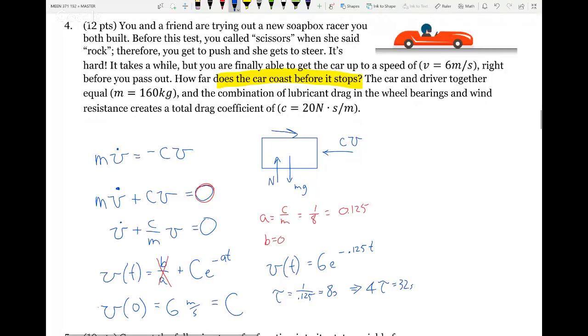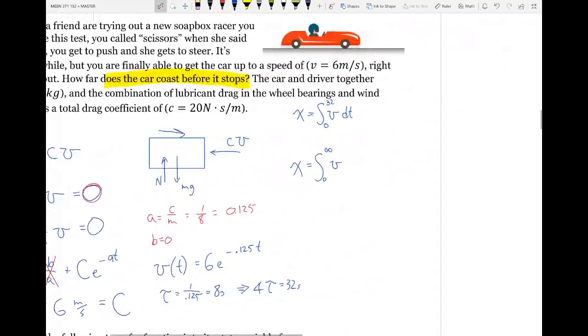What we do with this is we say we need to find our position. The position that it travels is going to be the integral of the velocity dt. And it is very, very important that we put in the limits of integration. We can go from 0 to 32. As I'll show you, we could also go from 0, maybe I'll do that off to the side, 0 to infinity. Watch what happens.